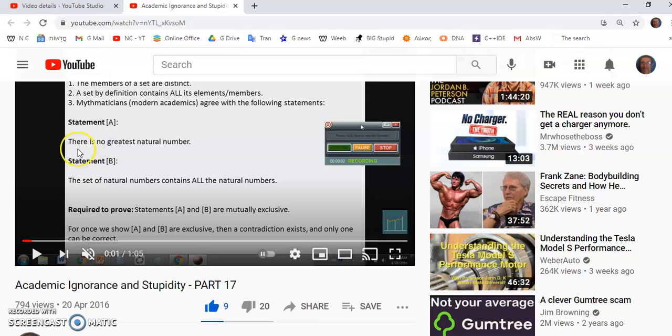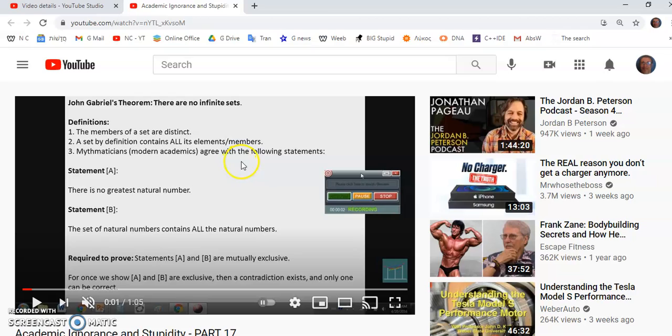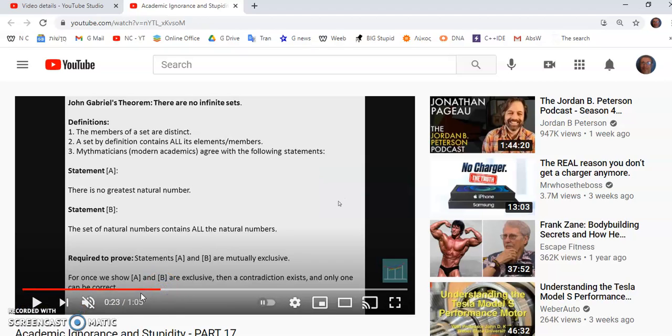Statement A says there is no greatest natural number. And statement B says the set of natural numbers contains all the natural numbers. Now, what you're required to do to prove the statement is to show that A and B are mutually exclusive. In other words, they cannot both be true. One has to be true and the other false. That's all you can have. So, once we show that A and B are mutually exclusive, then a contradiction exists and only one can be correct.